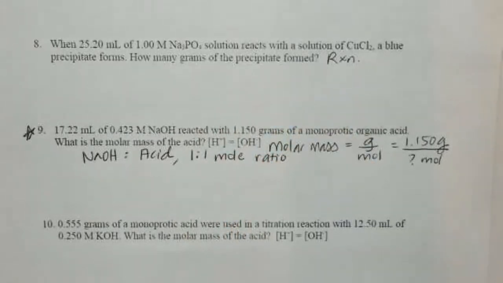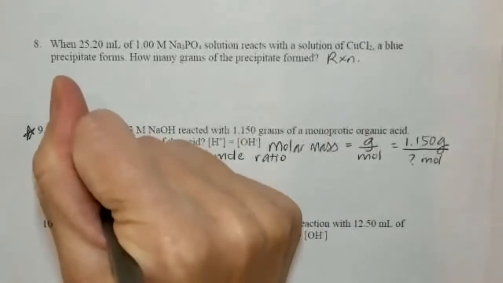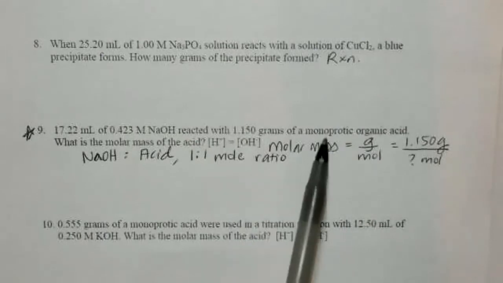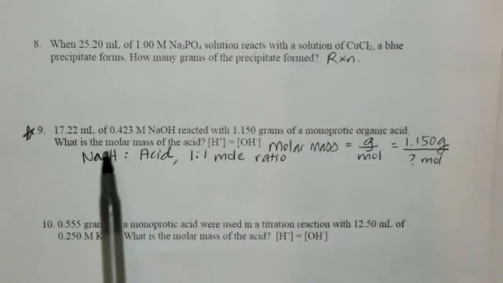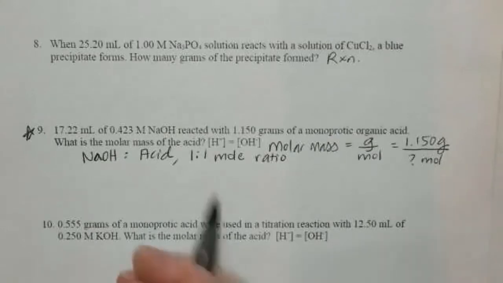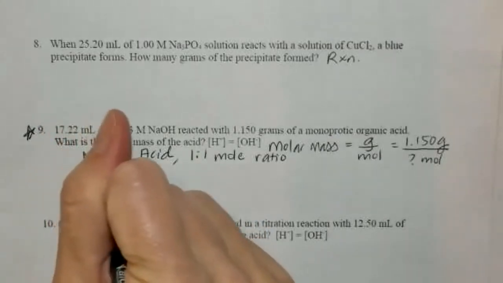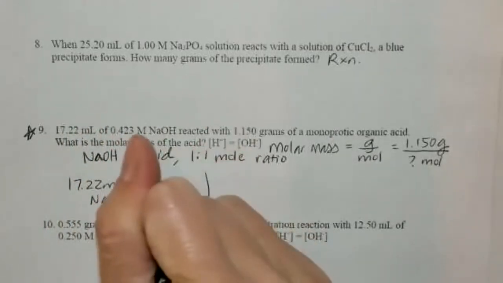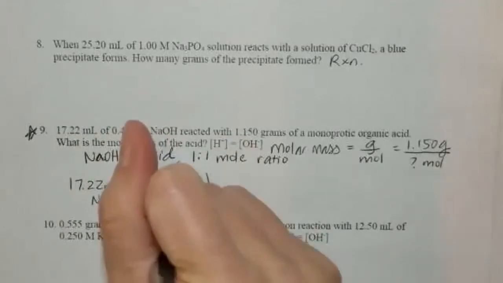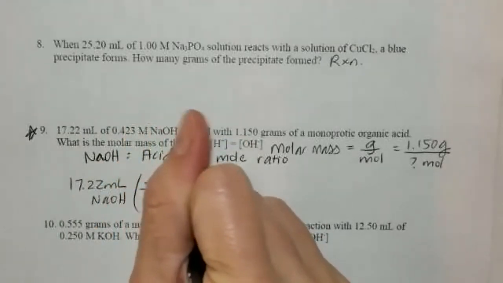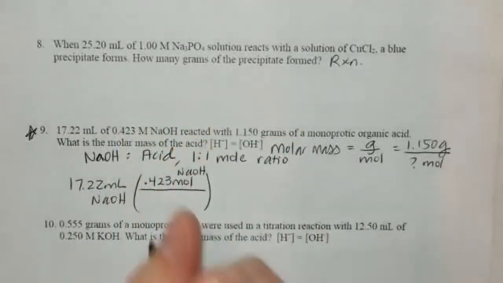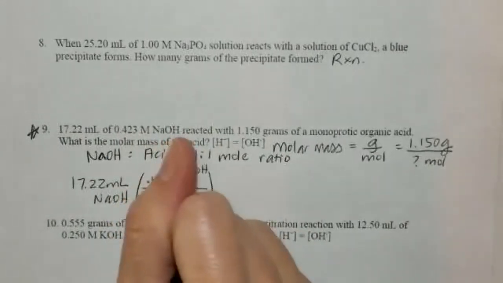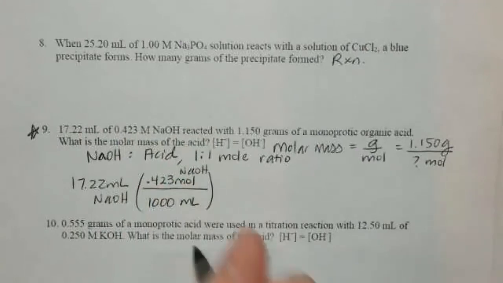So once I figure out my moles of sodium hydroxide, I will then know my moles of acid because it's monoprotic. There's only one hydrogen. For every one hydrogen, we would react with one hydroxide. So for this one, I'm going to take my volume of sodium hydroxide. Remember, always start with a mass or a volume. The molarity of the sodium hydroxide is my pathway to moles, and it tells me that there are 0.423 moles of sodium hydroxide in a liter, because that's how molarity is defined. But because we want milliliters on the bottom to cancel out, I'm going to substitute 1,000 milliliters instead of a liter.